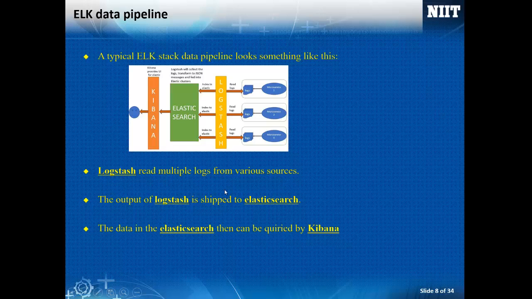Logstash reads multiple logs, not just one log. It can read multiple logs from various sources at the same time. The output of Logstash is shipped, or you can say pushed, to Elasticsearch, and the data in Elasticsearch, that is inside the search engine, can then be queried by Kibana. So Kibana as a tool will fire a query on Elasticsearch using the HTTP protocol, and then it will convert those data into visual representation.